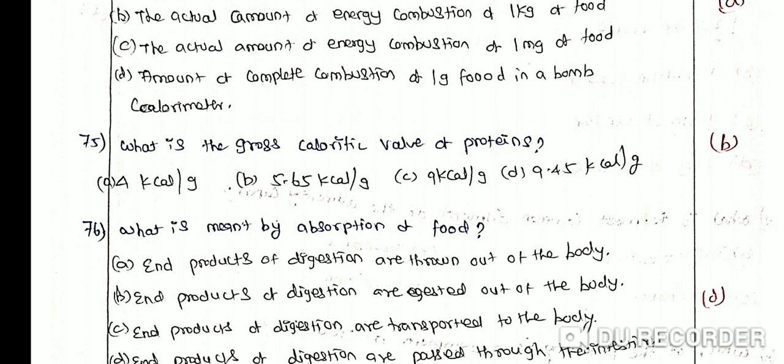The gross calorific value of proteins is 5.65 kilocalorie per gram, while the physiological value of protein is 4 kilocalorie per gram. The gross calorific value of carbohydrates and fats is 4.1 kilocalorie per gram and 9.45 kilocalorie per gram respectively.